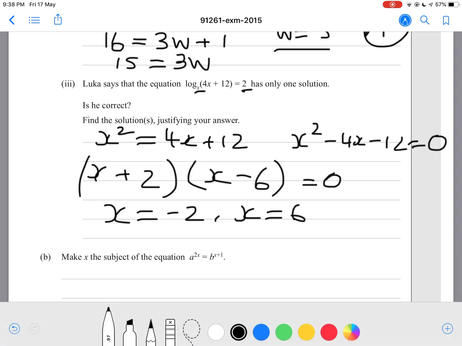So just remember that, okay? So you can just say x minus 2 is actually impossible, and x equals 6 is the only solution, and therefore Luca was correct. So there is only one solution. So always make a final statement, because the question is asking you, is he correct?